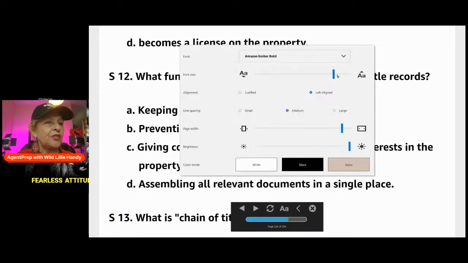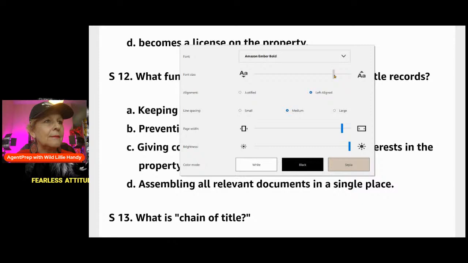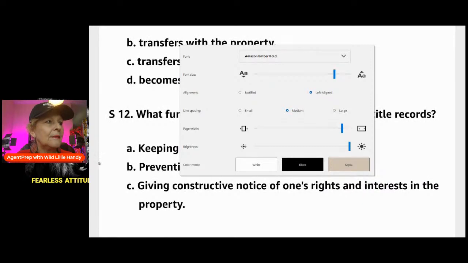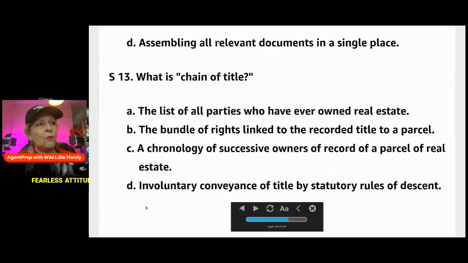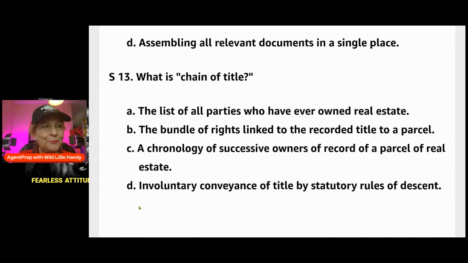Number 13, chain of title. What is chain of title? A chain of title, ownership, right? A, the list of all parties who have ever owned real estate. B, the bundle of rights linked to the recorded title to a parcel. C, a chronology of successive owners of record of a parcel of real estate. Or D, involuntary conveyance of title by statutory rules of descent.